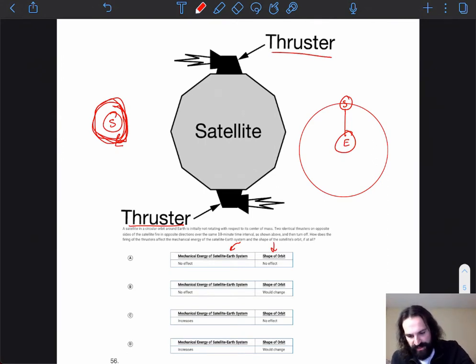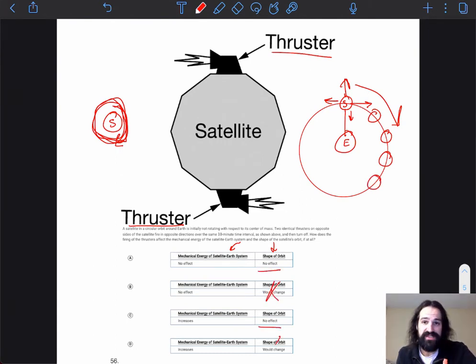So basically, this satellite is orbiting the Earth. Why is the satellite as big as the Earth? It doesn't matter. And it's orbiting in a perfect circle. And then the thrusters turn on as it's orbiting. I'll draw an arrow of orbit. Thrusters turn on, it's going to start spinning faster, but none of them are an unbalanced force forward, backward, towards the center, or away from the center. It's just going to make it spin faster while it's orbiting. So it won't change the orbit. So no effect, no effect. That eliminates B and D.